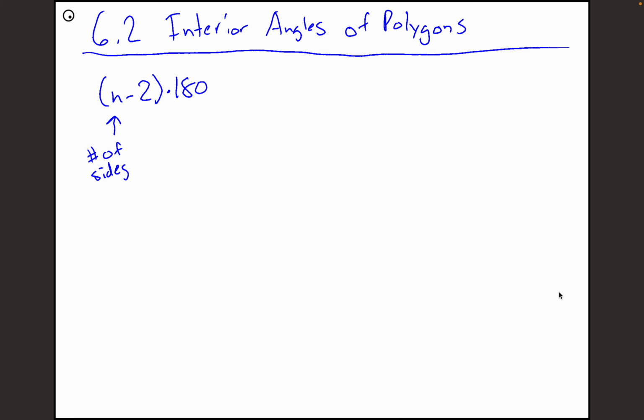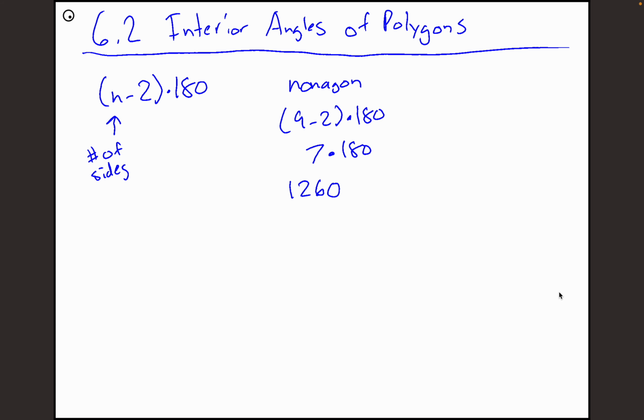So let's apply this equation. Let's say we have a nonagon. How many sides is a nonagon? 9. So when I put this into the equation, I'm going to do 9 minus 2 times 180. You have to make sure you do the parentheses first. So what's 9 minus 2? 7 times 180. So then you go ahead and just plug this into your calculator. Who can tell me what 7 times 180 is? You'll need your calculator today. 1,260.